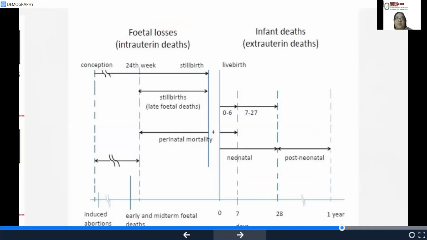So this would be fetal losses and infant deaths, intrauterine and extrauterine. We term it fetal if it's intrauterine, infant if we have already delivered the baby. So, from 0 to 42 weeks, less than 20 weeks or less than 1,500 grams, that would be an abortus. 24 weeks and up to 42 weeks without life, that is stillbirth, and that would be considered perinatal mortality. 0 to 6 days is postnatal, up to 27 days would be neonatal, and postneonatal would be up to 1 year.